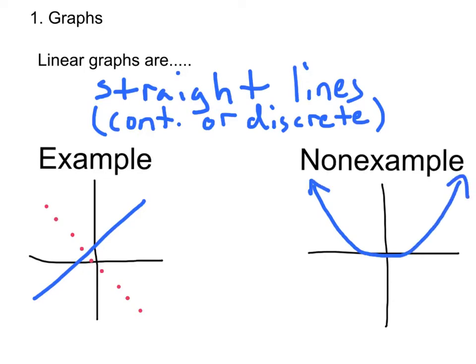That's actually something called quadratic, which we will get into later. And then you will remember these from what we did in the last unit with scatter plots. So we have a blue example, straight line, and a red example, just a bunch of dots in a straight line, and then we have a blue and a red non-example. One's quadratic and one is just a scatter plot.